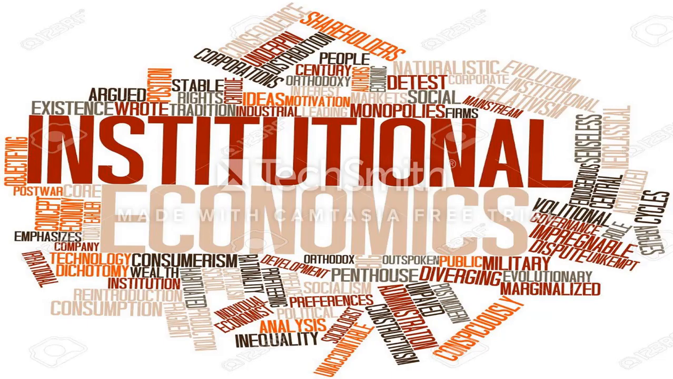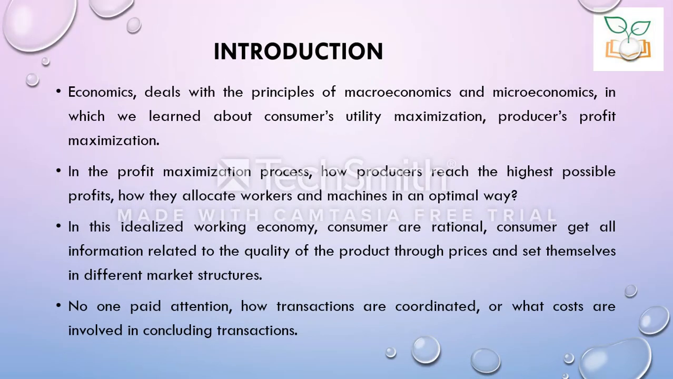In this video, we are going to discuss institutional economics. As we know, economics deals with the principles of macroeconomics and microeconomics, in which we learn about consumers' utility maximization and producers' profit maximization. In the profit maximization process, how the producers reach the highest possible point and how they allocate workers and machines in an optimal way.